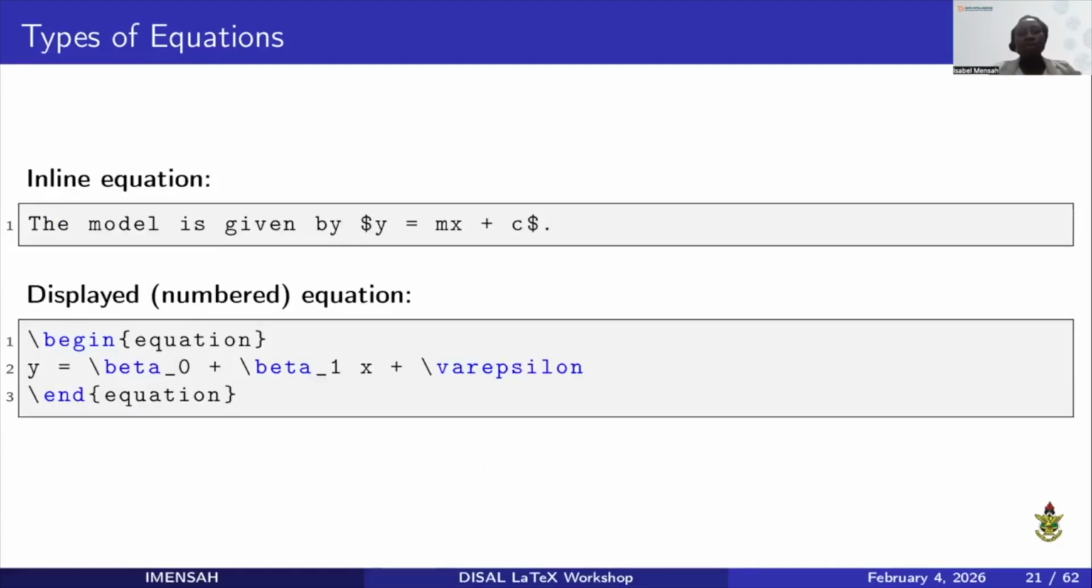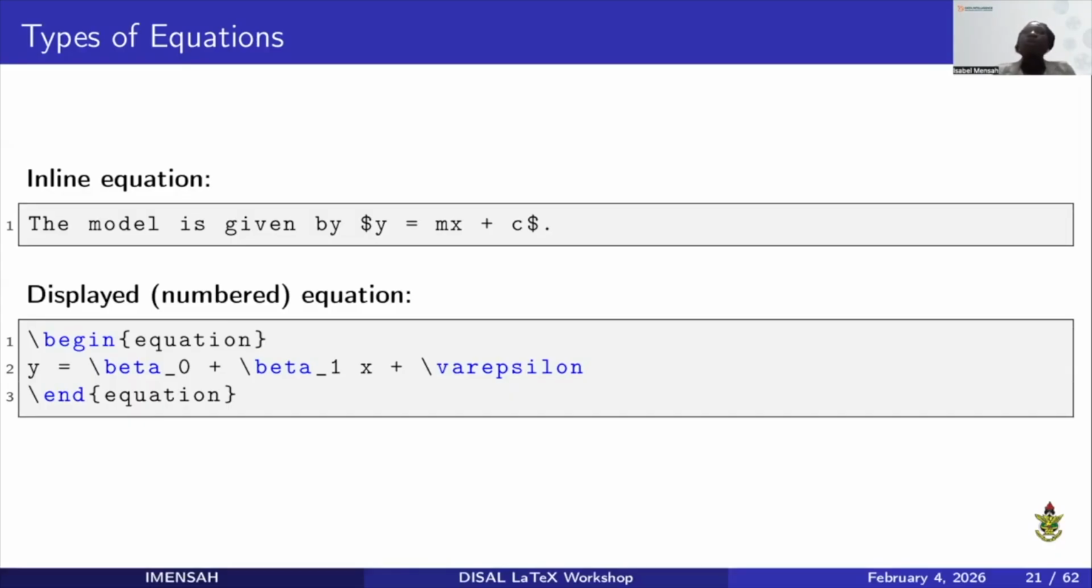So for example, the inline equation, like I was saying: you are writing a sentence, a mathematical statement, and you get to a point where you have an equation in the statement. You just have to define the environment with the two dollar signs like you are seeing here. Now, when you put these dollar signs around your y equal to mx plus c, it's going to appear in the sentence. It's an inline equation.